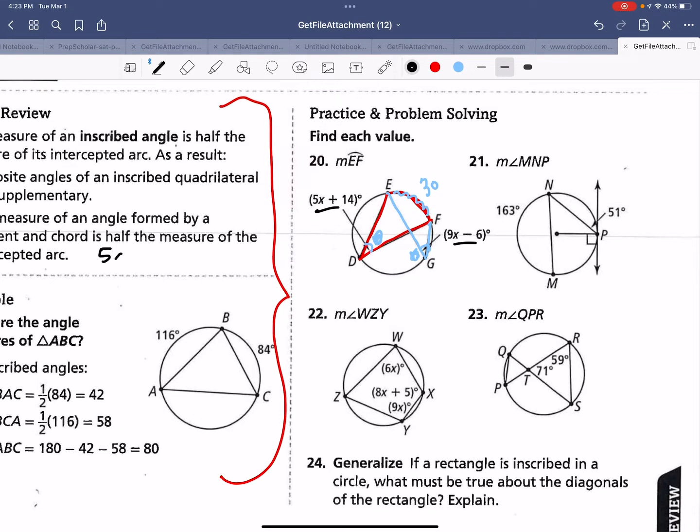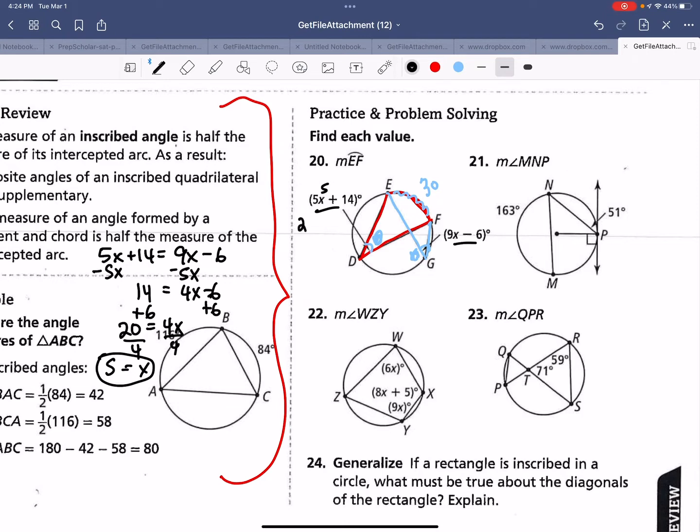I'm going to do that over here, right? 5x plus 14. I think it'd make more sense to subtract 5x, and then add 6, and then divide by 4. So what is x? It's 5. Okay, cool. So if x is 5, this would be 25 plus 14, or 39. And again, if this is 5, that'd be 45 take away 6, which is 39. We know that this angle is 39 and this angle is 39.